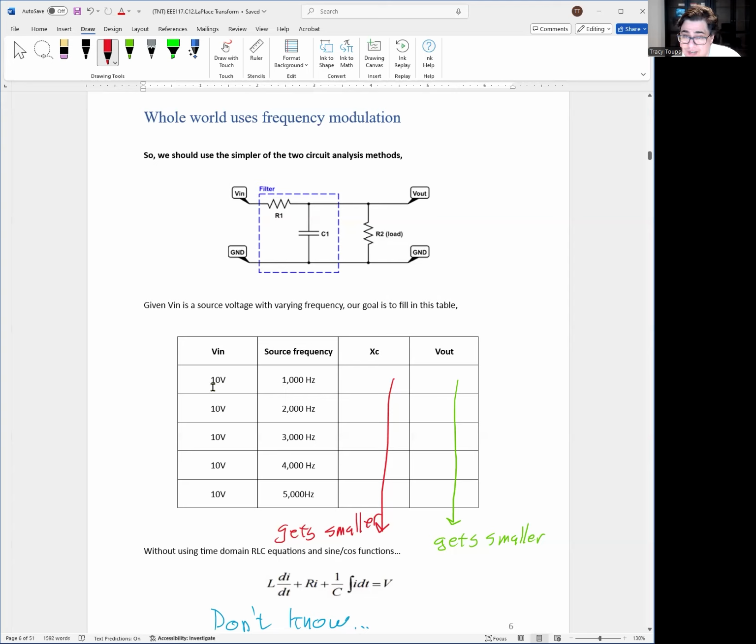One way you could do circuit analysis is to literally look at 1000 hertz, take a snapshot, and ask yourself, what does this circuit look like? The resistors don't change, but X of C does. Remember, X of C is 1 over jωC. So we'll figure out where the impedance is, and then we could figure out V out over V in, the ratio, and look at the gain of the circuit. I can literally calculate V out if I have all these numbers.